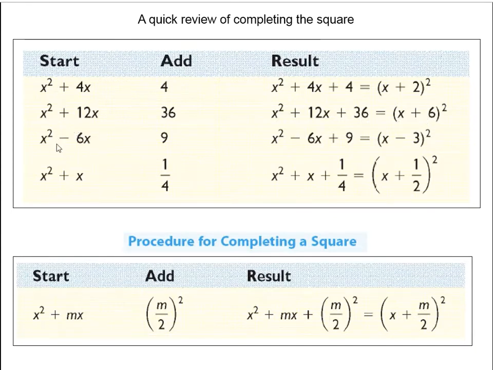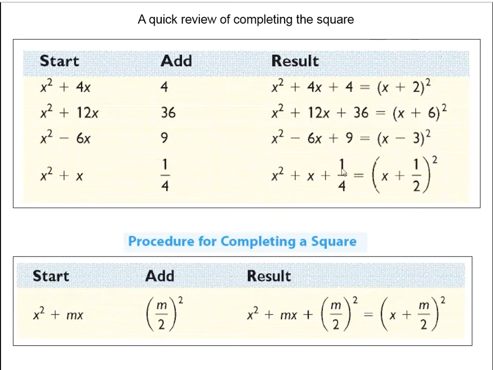And if we take x squared minus 6x, I'm going to take half of negative 6, which is negative 3, and I'm going to square that, and that's 9. So I'm going to add 9, and that's going to make this a perfect square. x squared minus 6x plus 9 will factor as x minus 3 times x minus 3, which we write as x minus 3 squared. And then one quick reminder here with a fraction. If this is the number 1 in front of the x, I take half of 1, which is 1/2. I square that, I get 1/4. So I'm adding 1/4, and this factors as x plus 1/2 squared.